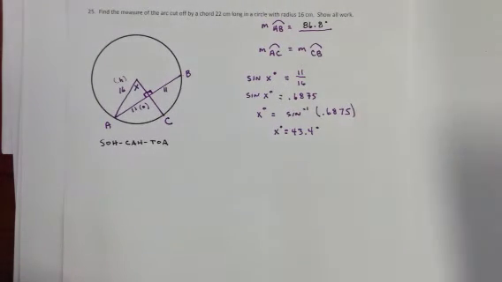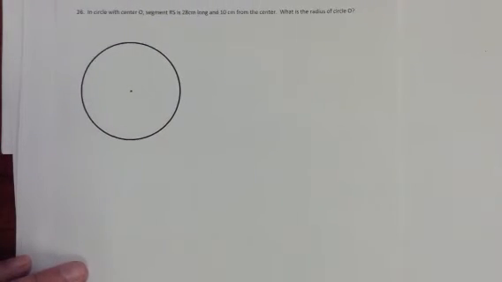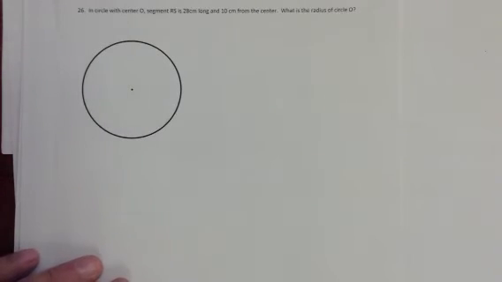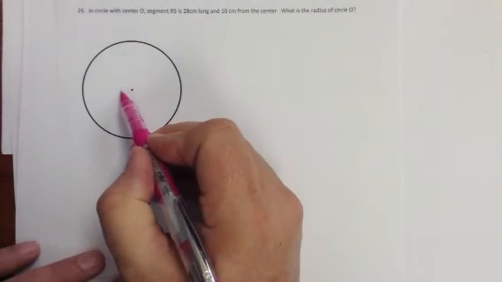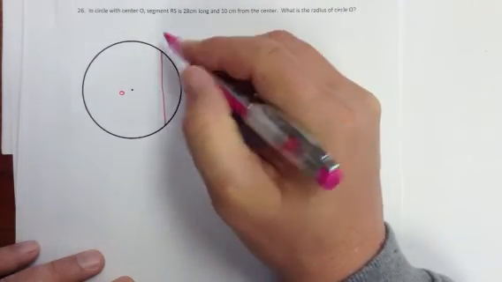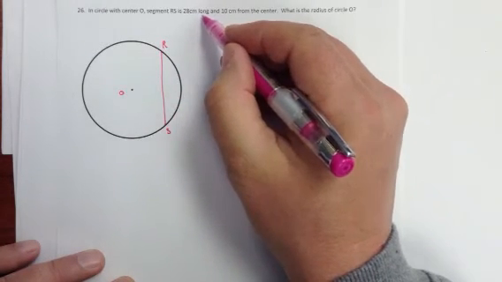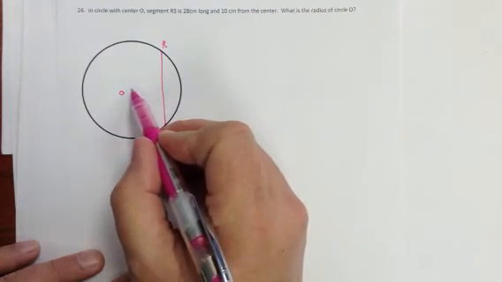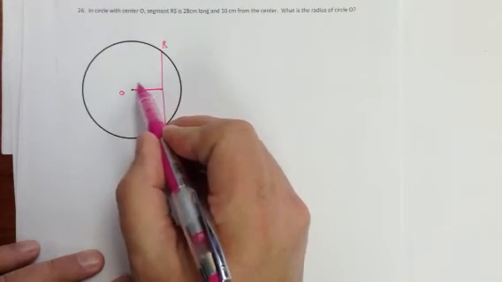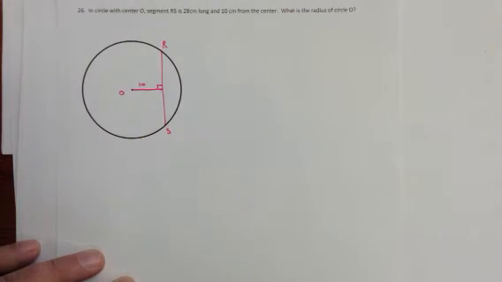Question number 26. In circle with center O, segment RS is 28 centimeters long and 10 centimeters from the center. So it's only 10 centimeters from the center. Distance is measured perpendicularly. What is the radius of that circle?